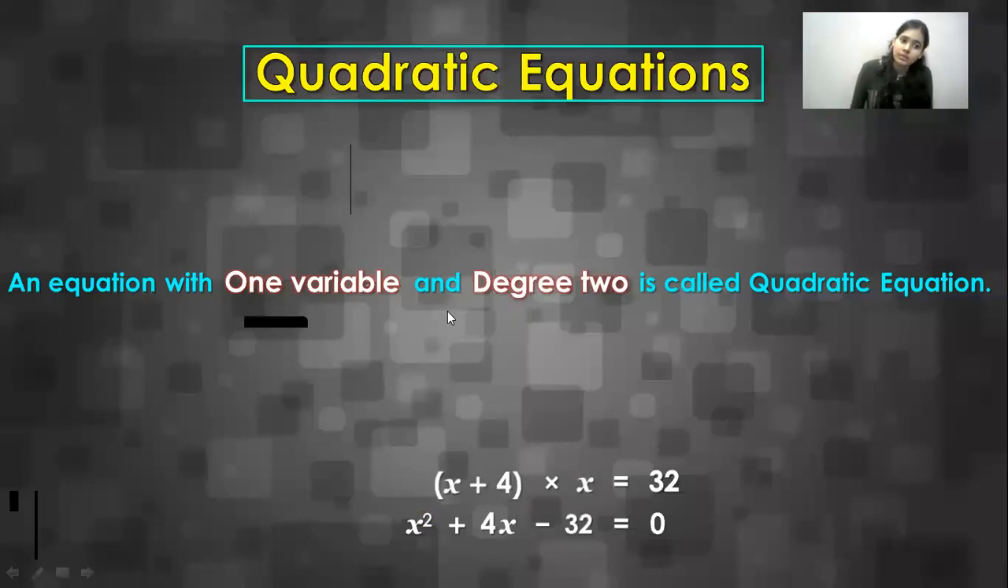Are we clear with this? What did you see? An equation with one variable and degree 2 is a quadratic equation. So we only have to remember two things: variable 1, degree 2. What will everyone remember? Variable 1 and degree 2. Okay.